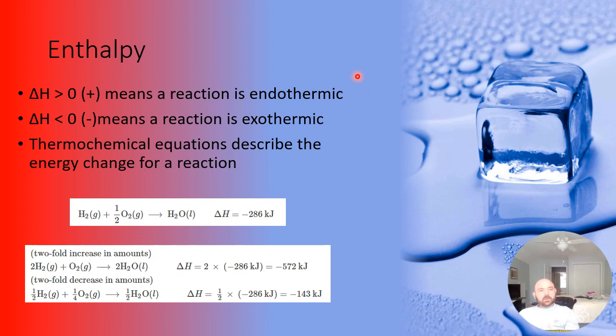It is absorbing energy in order to move forward. And change in H that is less than 0, or a negative value, means a reaction, or a system, is exothermic. It means it is giving energy away, usually in the form of heat. We have thermochemical equations to describe the energy changes for these reactions. Thermochemical equations always show the change in enthalpy for 1 mole of product.